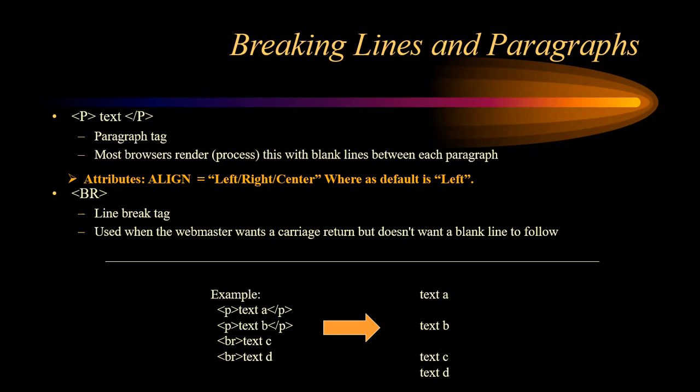So most browsers render this process with blank lines between each paragraph, meaning paragraphs will be indented and spaced with a single line. In this paragraph tag, we can also use the alignment attribute, meaning where we want to align the paragraph in the web page. Basically, the align attribute may have three values: left, right, and center.